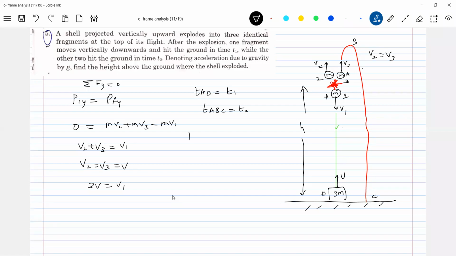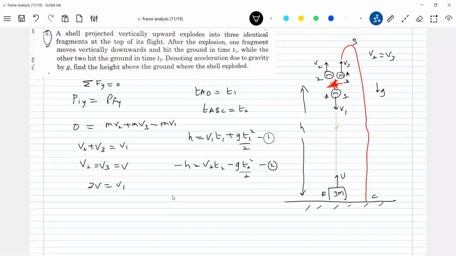Any equation can we write? H equal to V1 T1 plus G T1 square by 2. This is for the first fragment. For second or third fragment, minus H equal to V2 T2 minus G T2 square by 2. Now, why this condition like this? Second or third fragment, when it moves from A to C, no? So how G will be acting? Opposite to V3, and the displacement is also opposite.